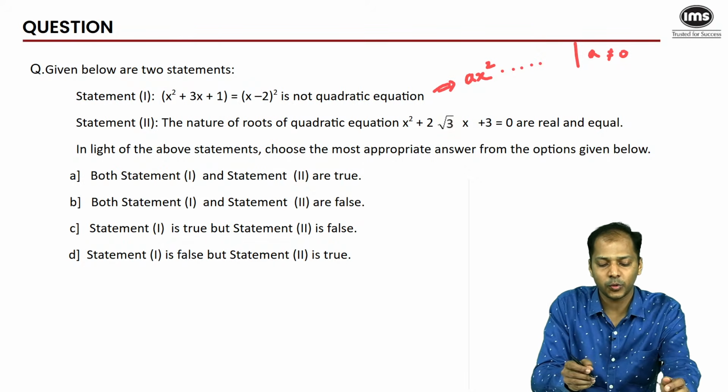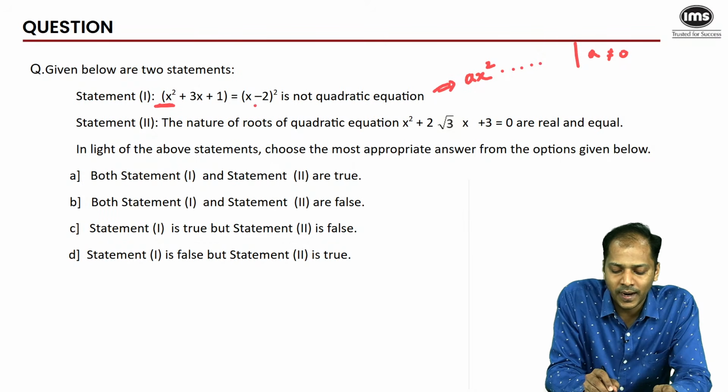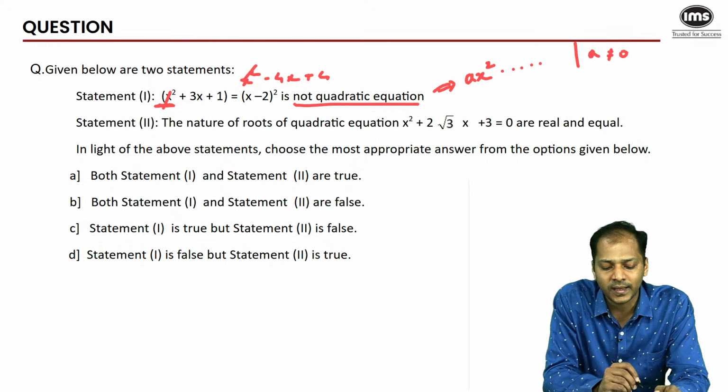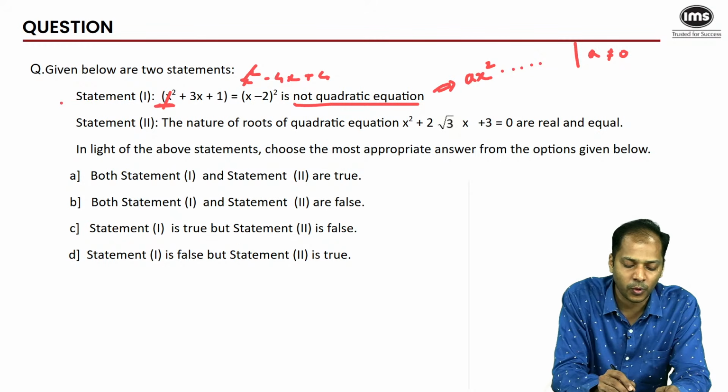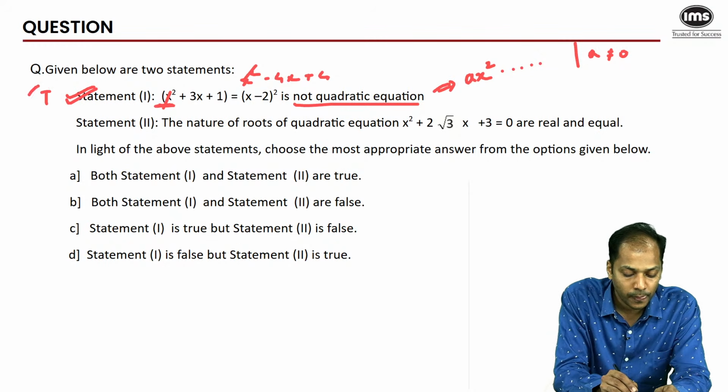All right, let's quickly do that. By observation, I can easily see here you have an x square, and (x minus 2) the whole square would have x square minus 4x plus 4. The x square and the x square would cancel out. There will not be an x square term. So hence it is definitely not a quadratic equation. It's a linear equation, whatever it is. Therefore statement 1 actually is true.